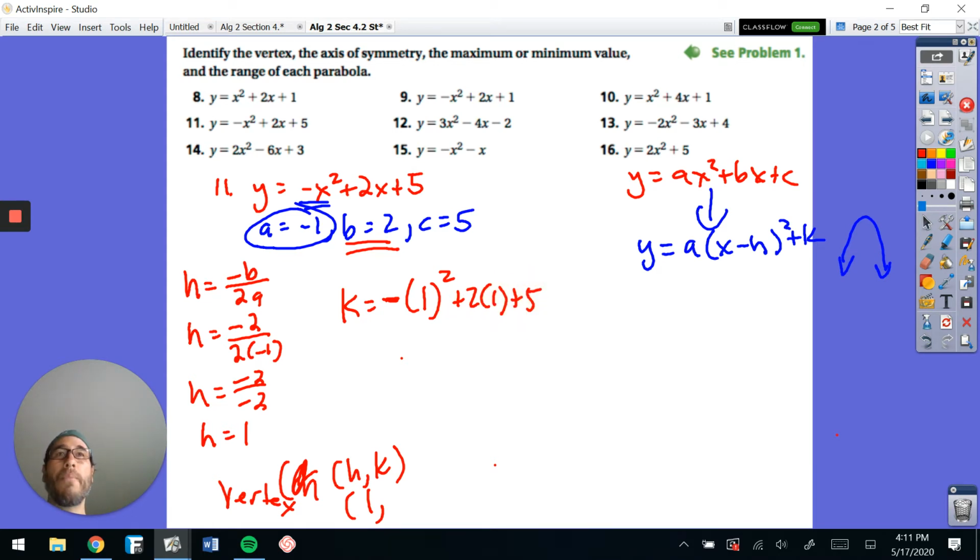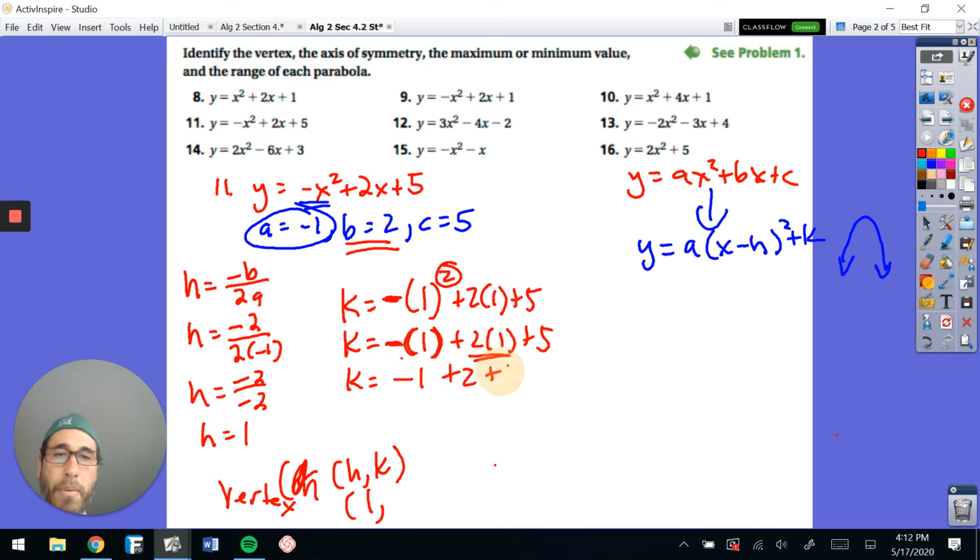That's the part where I thought some of you would make a mistake. A lot of people in this problem put that negative on the inside and then square it. And if you do that, it turns positive. But please excuse my dear Aunt Sally tells me to do the exponent first, which gives me 1. And then I have to do multiplication, which negative times 1 is -1. 2 times 1 is 2, plus 5. Negative 1 plus 2 plus 5 is 6. So that means my Y value is 6, or my K value, the Y value for the vertex.